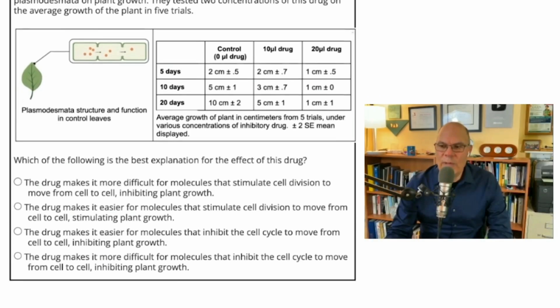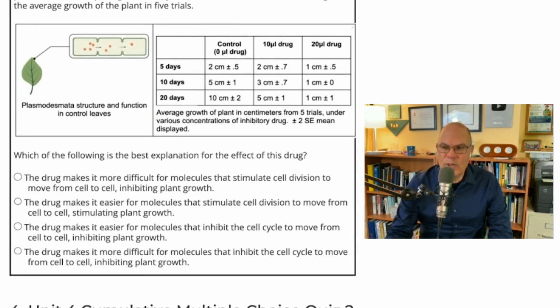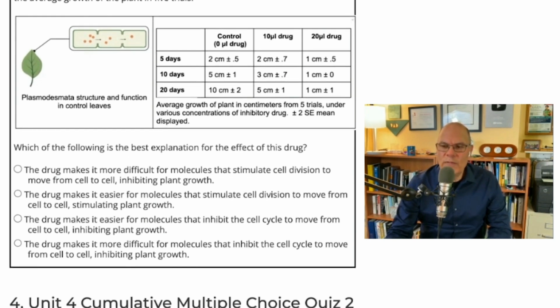So, which of the following is the best explanation for the effect of the drug? 1, the drug makes it more difficult for molecules that stimulate cell division to move from cell to cell, inhibiting plant growth. 2, the drug makes it easier for molecules that stimulate cell division to move from cell to cell, stimulating plant growth. 3, this drug makes it easier for molecules that inhibit the cell cycle to move from cell to cell, inhibiting plant growth. 4, this drug makes it more difficult for molecules that inhibit the cell cycle to move from cell to cell, inhibiting plant growth. So, folks, what do we got?